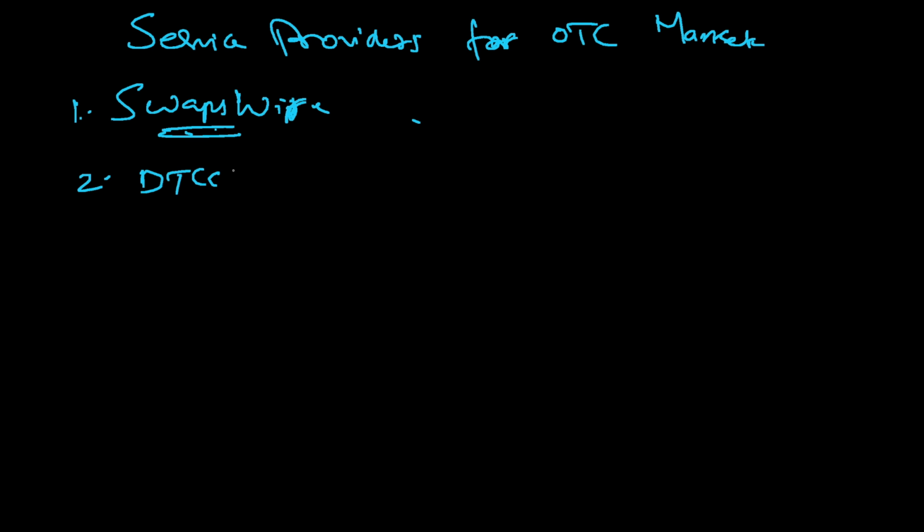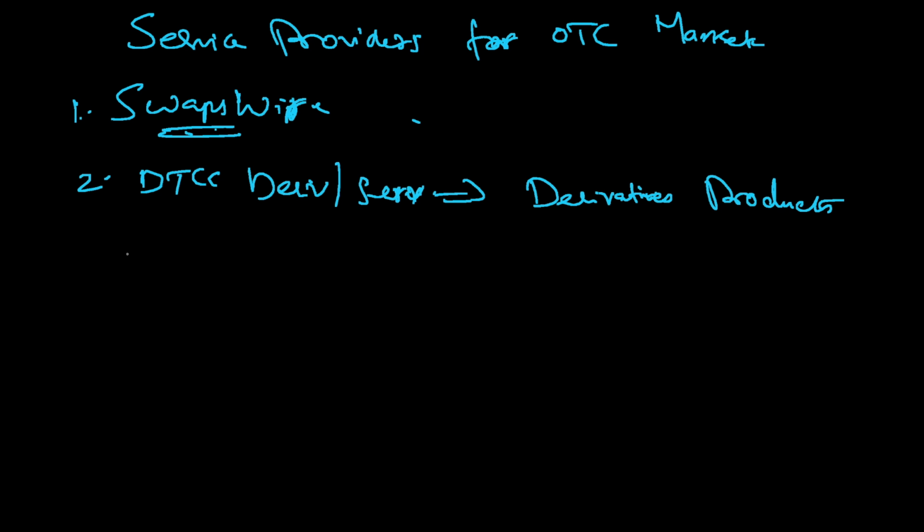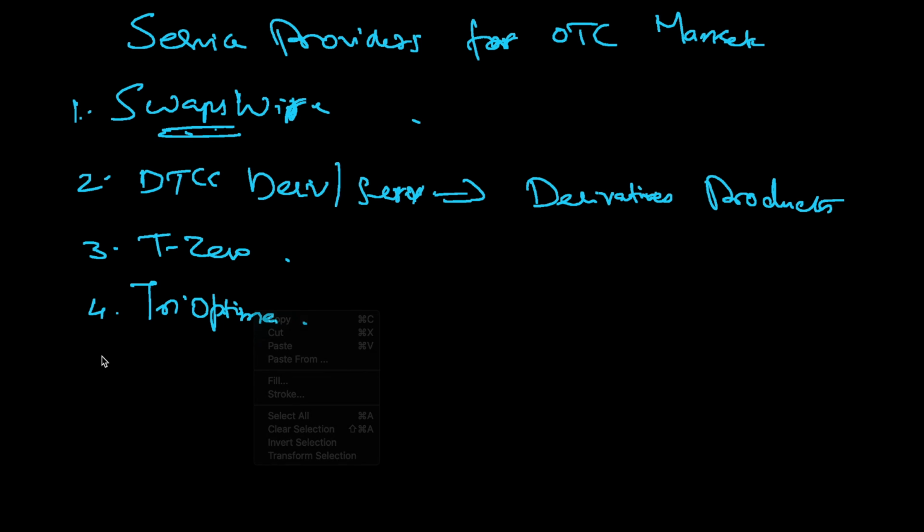Then DTCC Derivatives Serv. This one supports automated matching and confirmation services for all derivative products. Then T0. This company enables confirmation and affirmation work and clearing and settlement. Then TriOptima. This provides a service package to terminate swaps or for reconciliation of OTC derivatives.